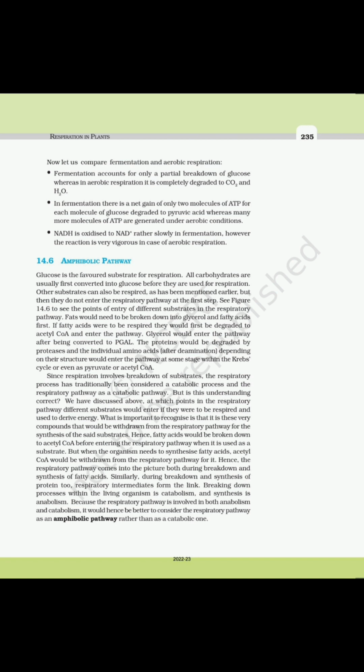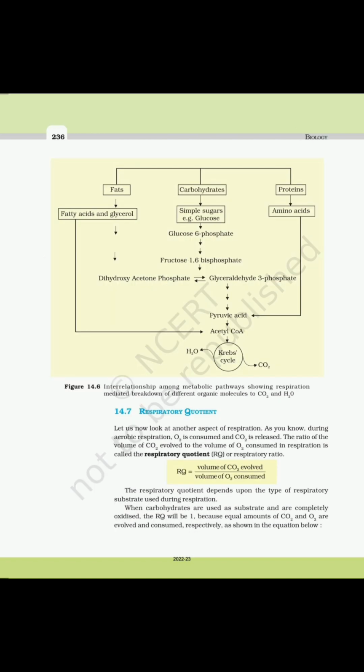Similarly, during breakdown and synthesis of proteins too, respiratory intermediates form the link. Breaking down processes within the living organism is catabolism and synthesis is anabolism. Because the respiratory pathway is involved in both anabolism and catabolism, it would be better to consider the respiratory pathway as an amphibolic pathway rather than as a catabolic one. Figure 14.6: Interrelationship among metabolic pathways showing respiration-mediated breakdown of different organic molecules to CO2 and H2O.